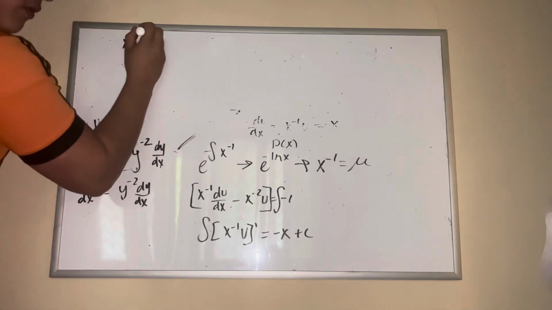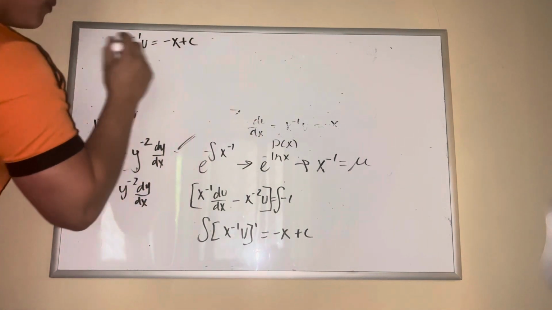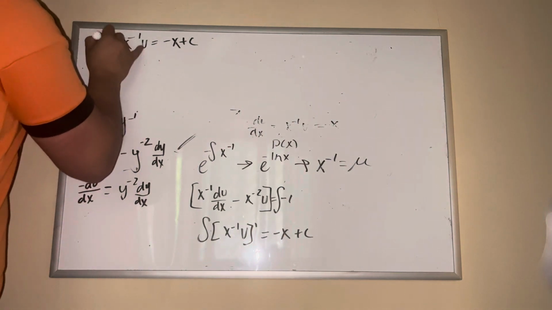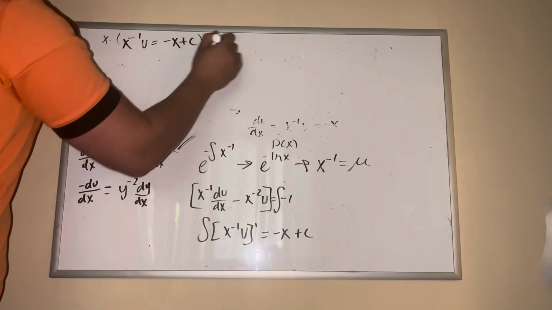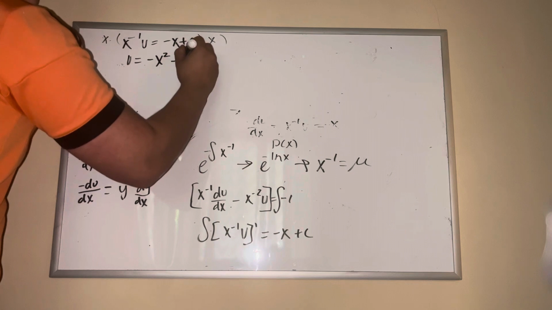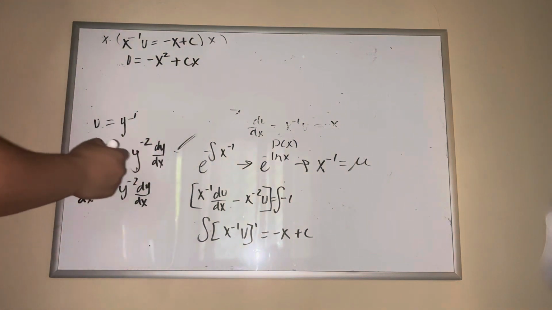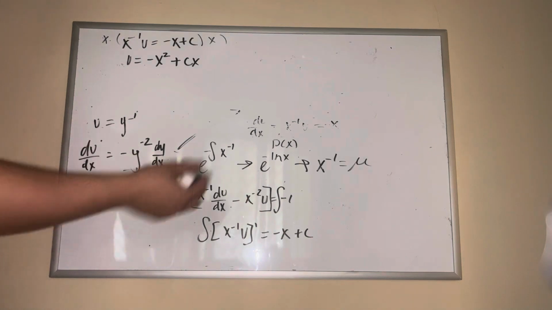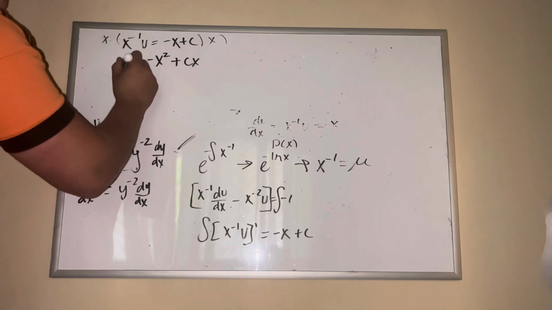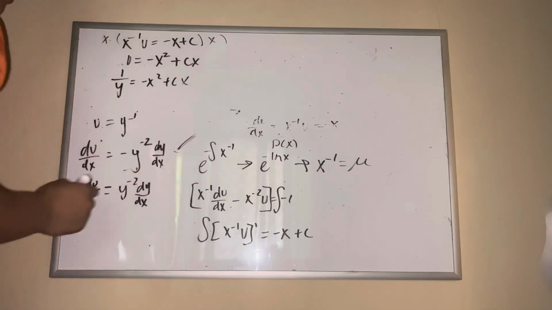So x to the negative 1 u is equal to negative x plus c. So we get rid of this by multiplying by x. We get u is equal to negative x squared plus cx. Now, we've got to substitute back in, so this becomes 1 over y is equal to negative x squared plus cx.